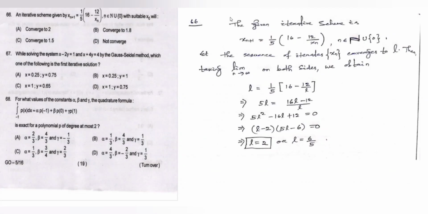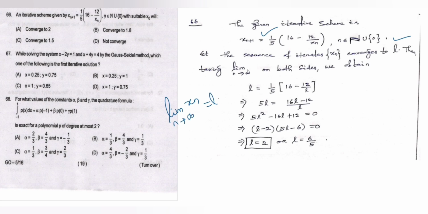In question number 66, an iterative scheme is given to us. We have to test whether it converges. The iterative scheme is given by x(n+1) equal to 1 by 5 whole into (16 minus 12 by xn), and n equal to 0, 1, 2, 3 and so on. For this type of questions, let us assume the sequence of iterates xn generated by the given iterative scheme converges to L. That means let the limit of the sequence of iterates xn be equal to L.